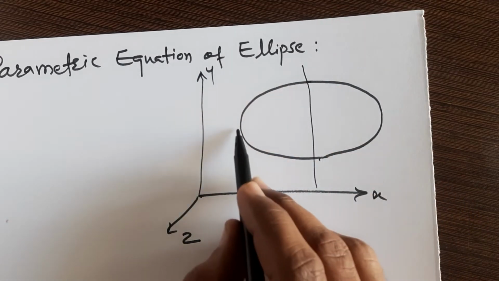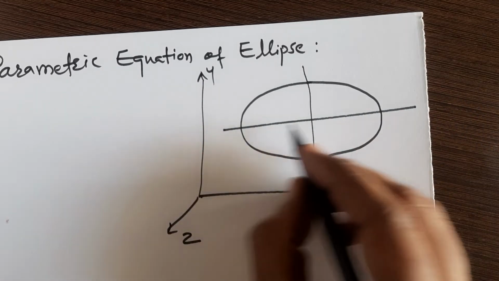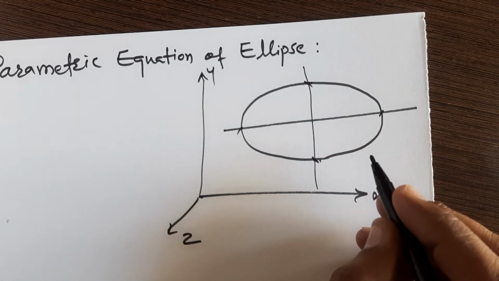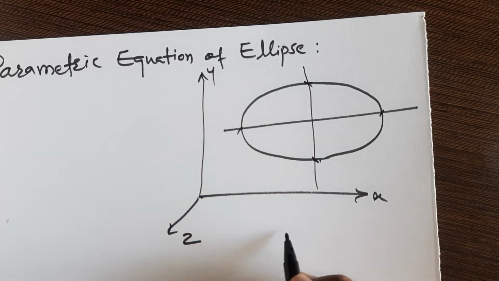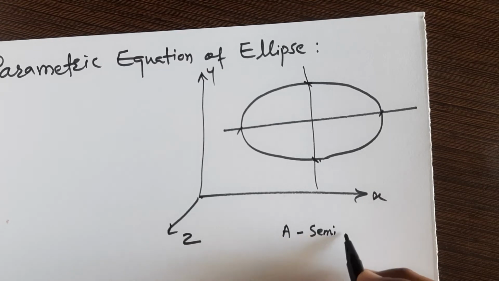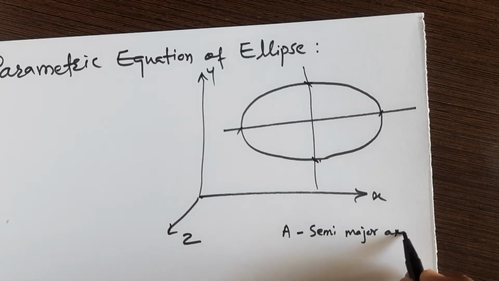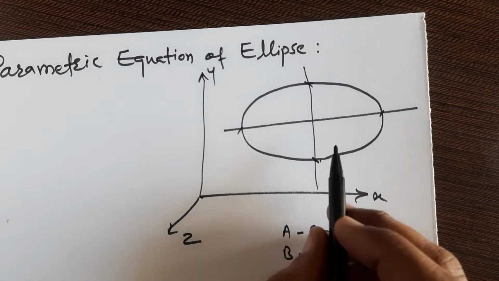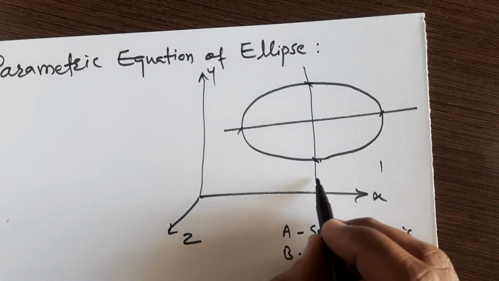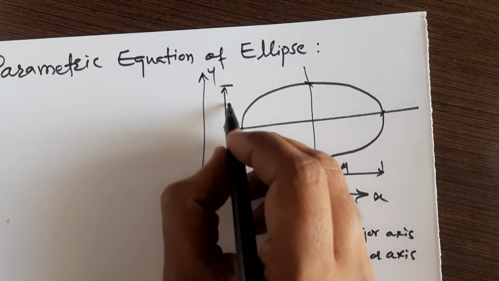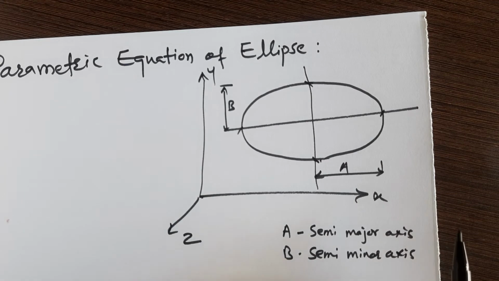So ellipse will have a major and minor axis. Okay, we are familiar with this. So this axis from here to here is the major axis, and here to here is the minor axis. Okay. So let us say A is the semi-major axis, and B is the semi-minor axis. The semi-major axis and semi-minor axis are nothing but, from here to here this distance we are assuming as A, and from here to here this distance we are assuming as B.